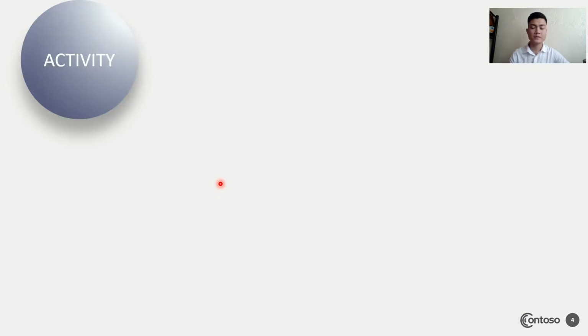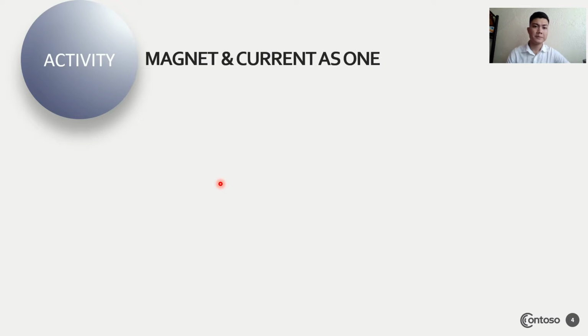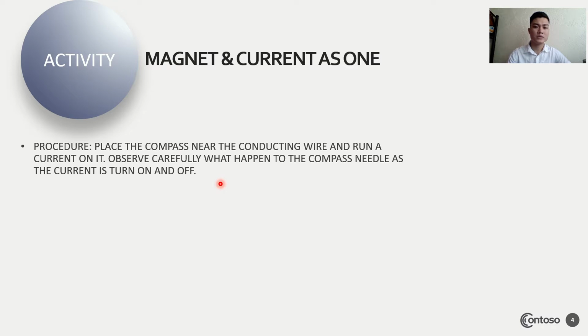Okay, let's proceed. So for your activity, it's all about magnet and current as one. I do believe that during our previous meeting, I required you to have with you a piece of wire, a compass, and a battery, because in this activity, we're going to use those to perform this. So please get all your materials and follow this procedure and steps.